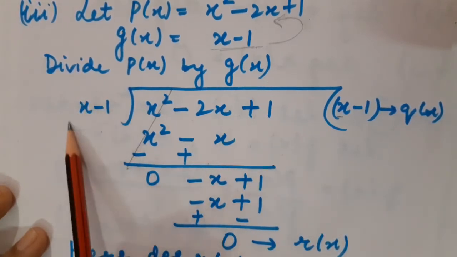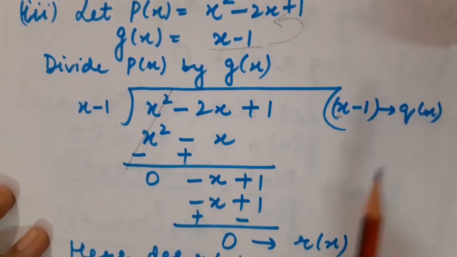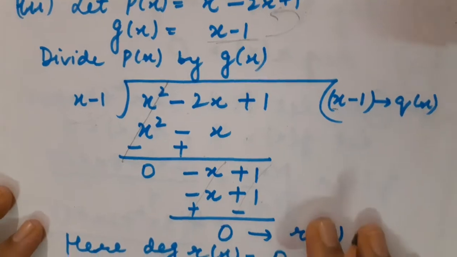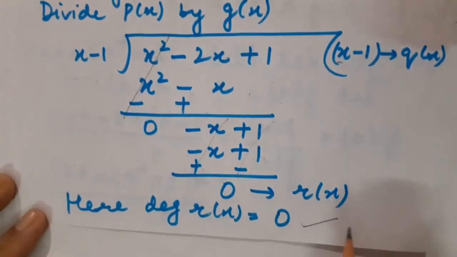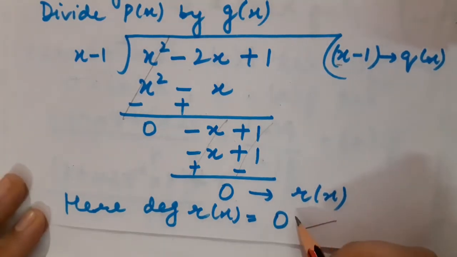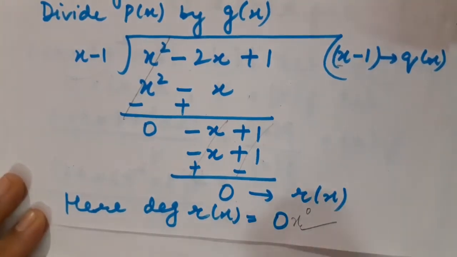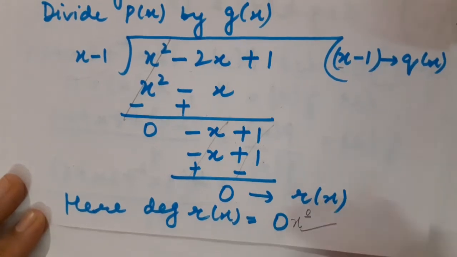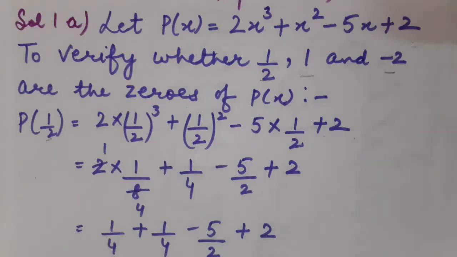Now I am multiplying this complete Gx by minus 1. So I have got minus x plus 1. Again changing the sign, both are going to be cancelled. So what is Rx? Rx is 0. And what would be its degree? Can I write 0 as 0 into x raised to the power 0? So definitely degree will also be 0. Fine, children?